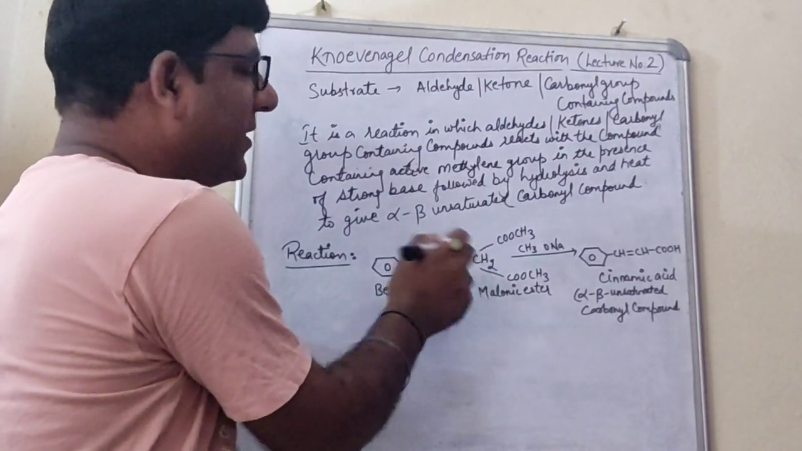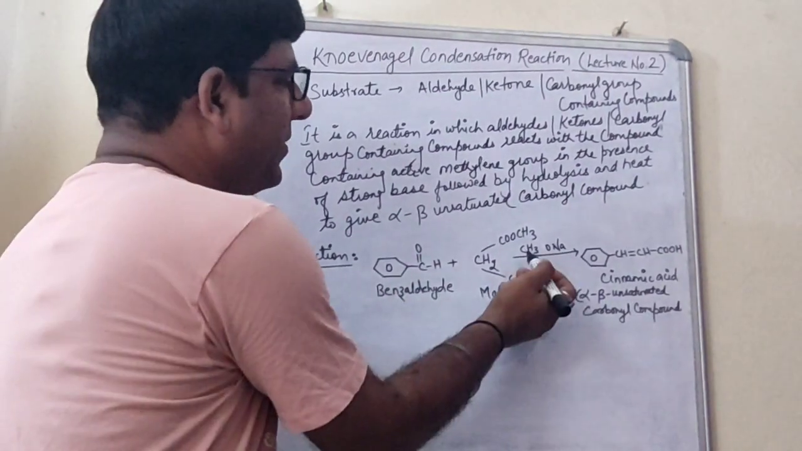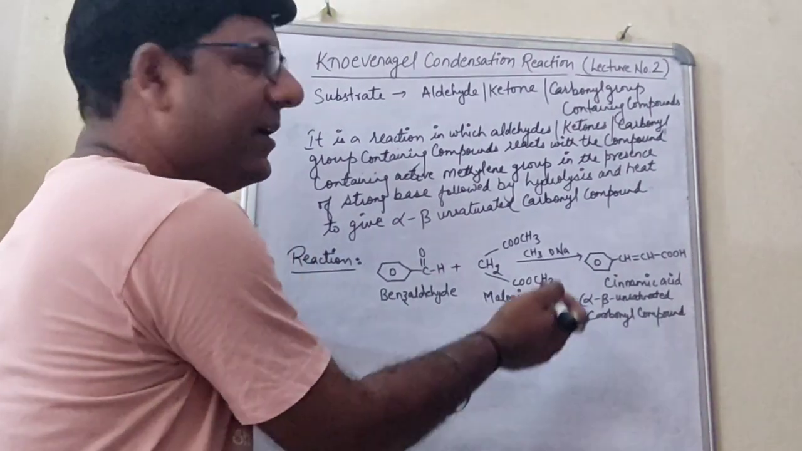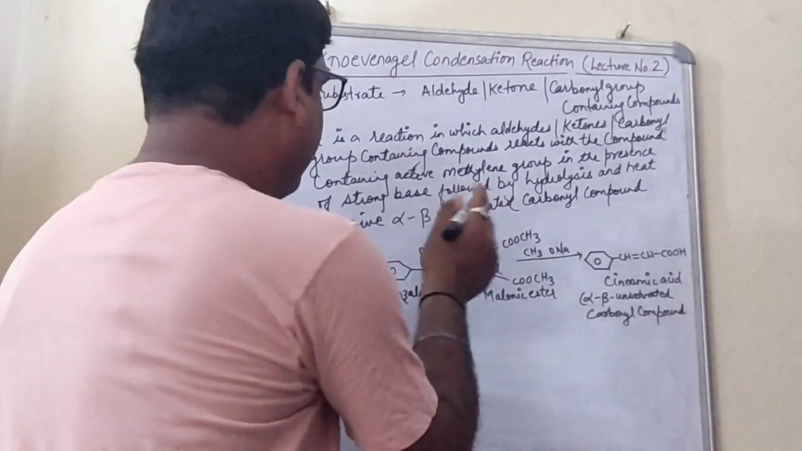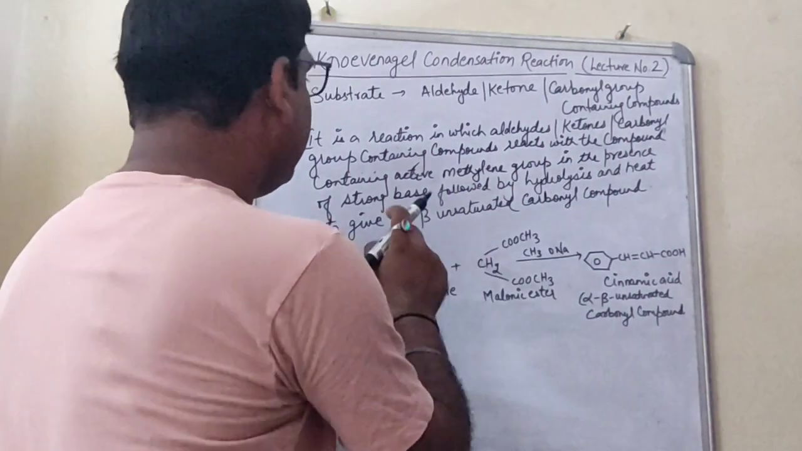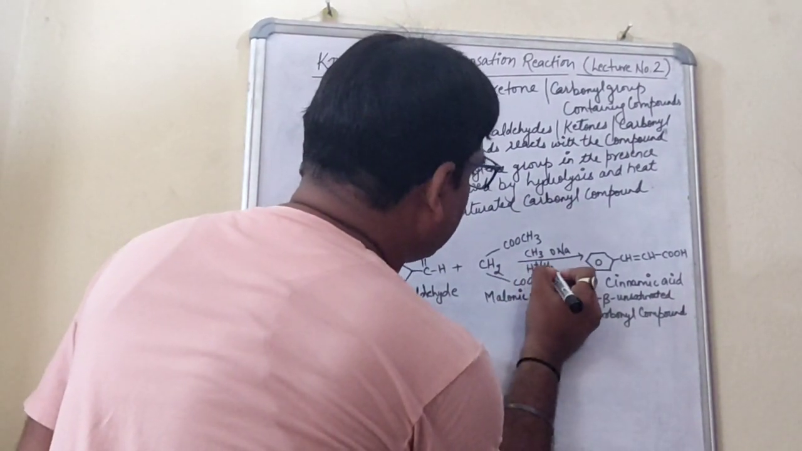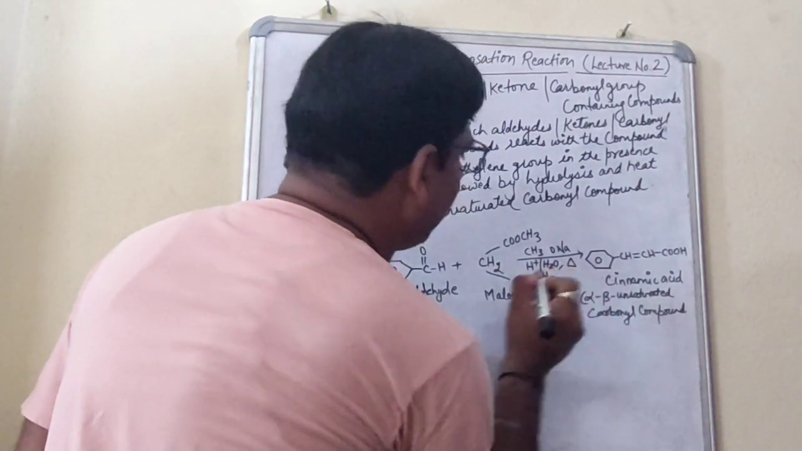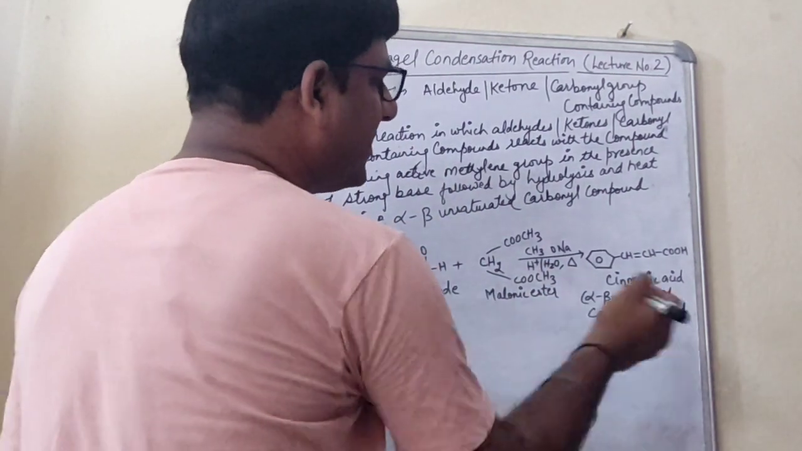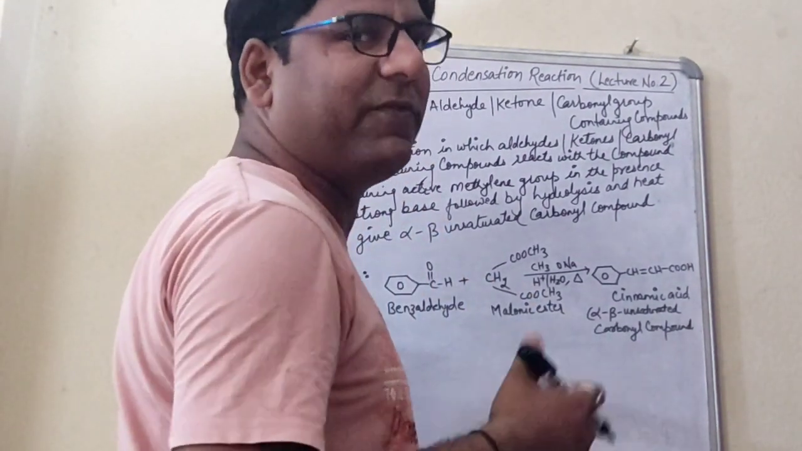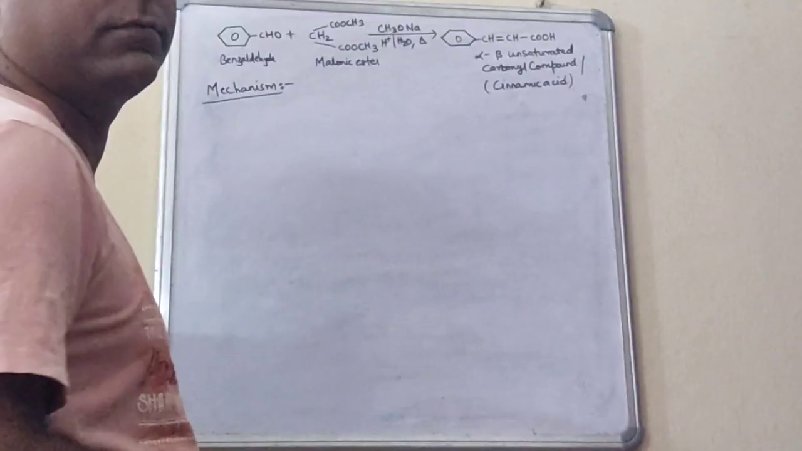So this is the active methylene group containing compound, in the presence of what? In the presence of a strong base, that is CH3ONa, sodium methoxide, followed by hydrolysis and heat. So here we will write H plus, or H2O and heat, to give you the alpha beta unsaturated carbonyl compound. Hope you have understood this reaction. Now we will see the mechanism of it.